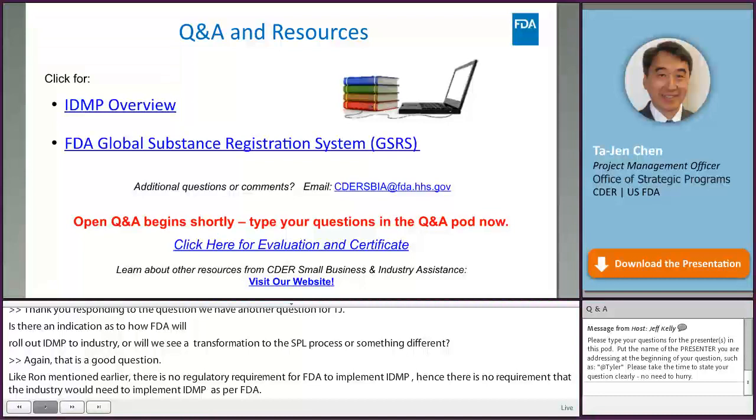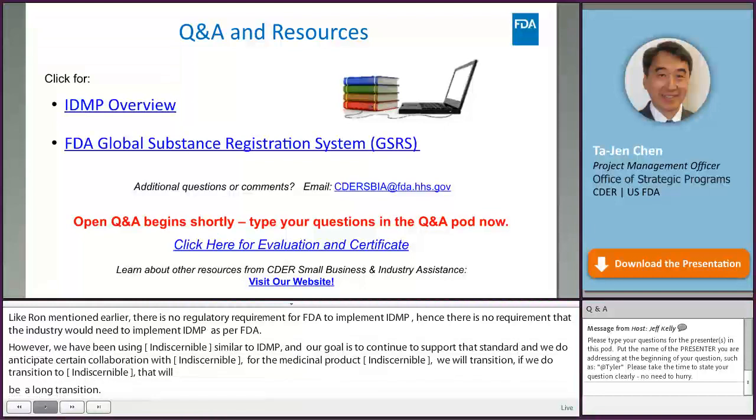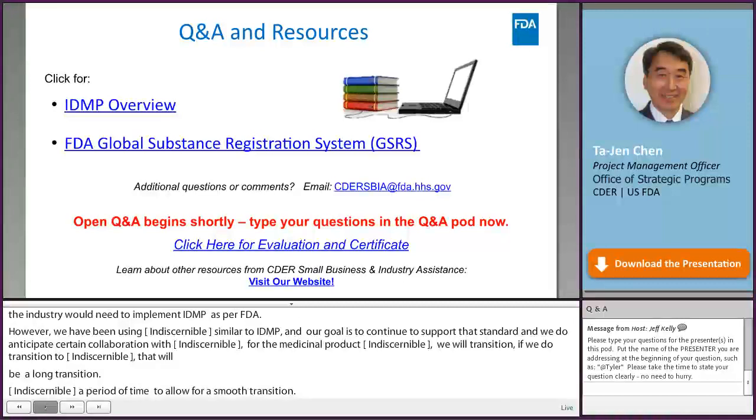We will transition, if we do transition to FHIR in the future. That is going to be a long transition. We're going to support both the SPL standard and the FHIR standard for a period of time to allow a smooth transition. So the short answer to that again, no, we will not impose any change to the industry, at least not in the immediate future. Thank you.